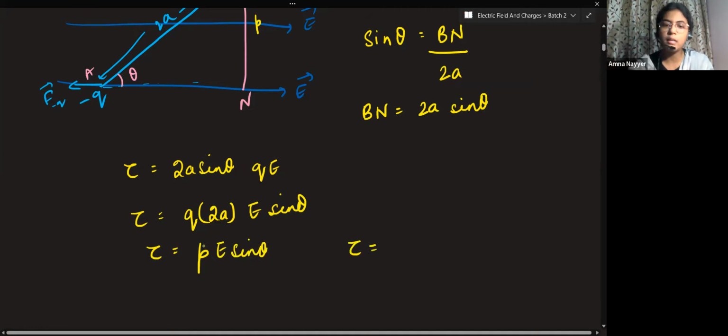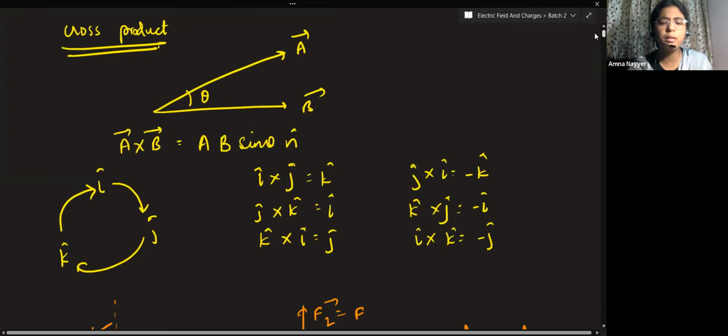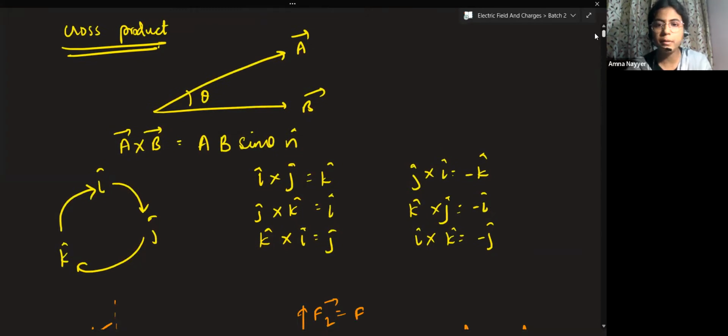Whenever you have two vectors multiplied with sine theta, that gives you a cross product. So your torque is P cross E. Just note it down. If anybody wants me to write this cross product, just let me know. This is the cross product from your 11th standard.